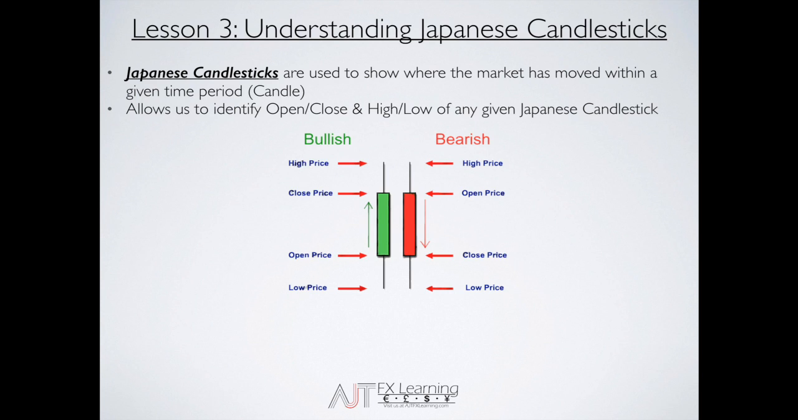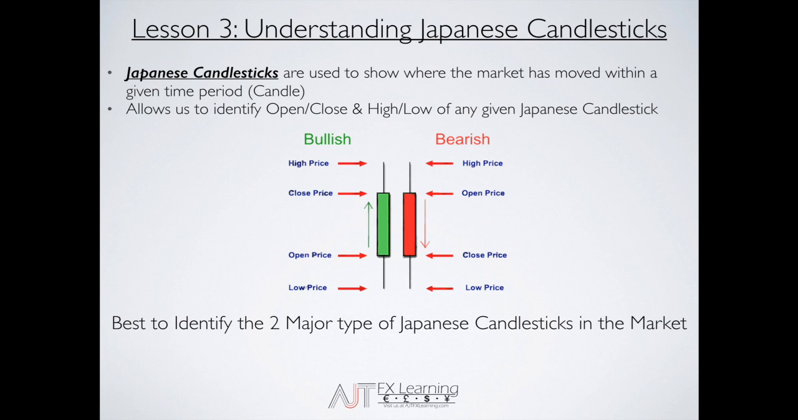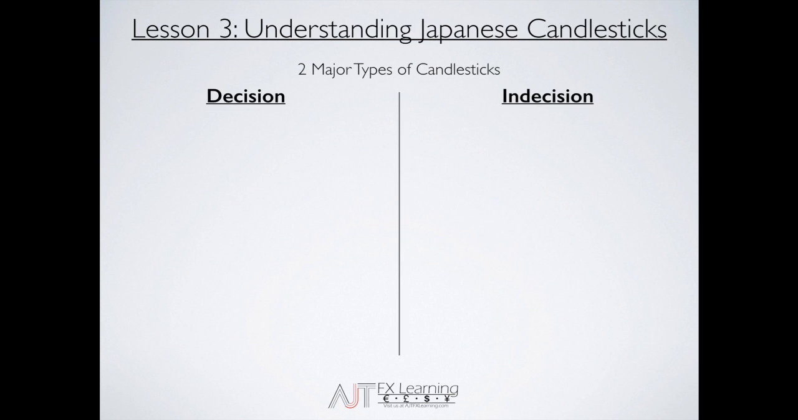One thing I want to emphasize is Japanese candlesticks are ideally going to show us two major things in the market. The best types of candlesticks to identify in the market are decision candlesticks and indecision candlesticks. I'm going to identify and explain to you why these two are important. As we move into the two major types of candlesticks, you're going to notice that decision candlesticks look something like this.